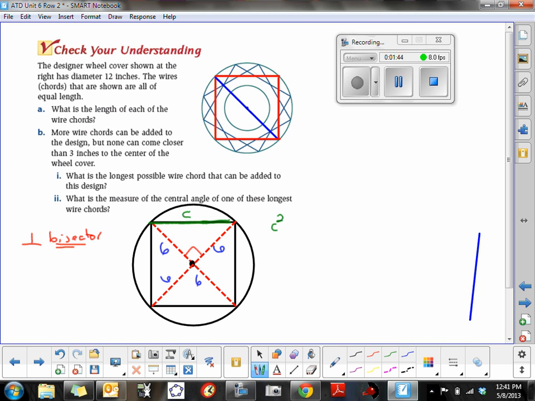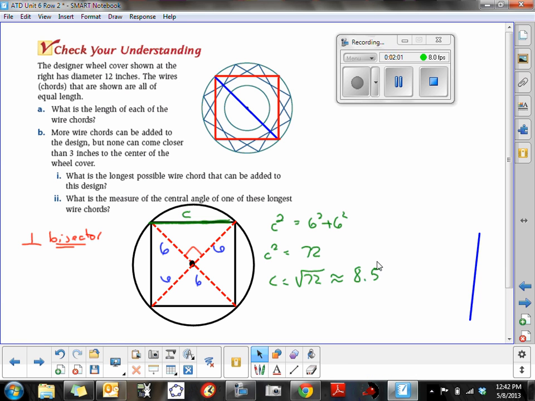So C squared should equal 6 squared plus another 6 squared, or C squared equals 36 plus 36, which is 72, so C is equal to the square root of 72. You can take your calculator and get an approximation. I believe it's somewhere close to 8.5. So that chord length is 8.5. That is what I want to do with question A.